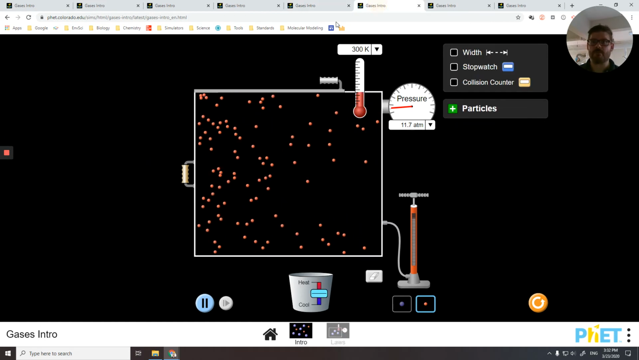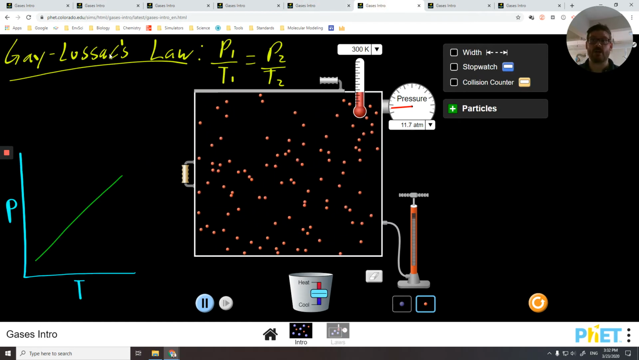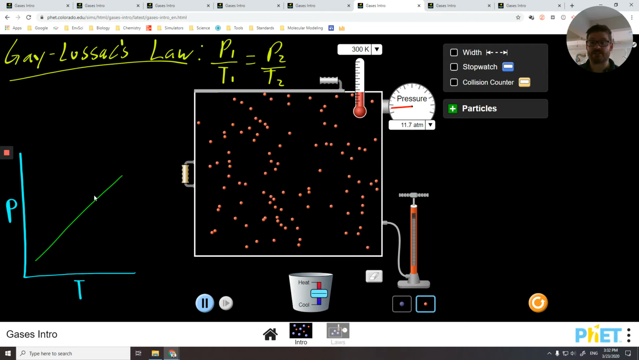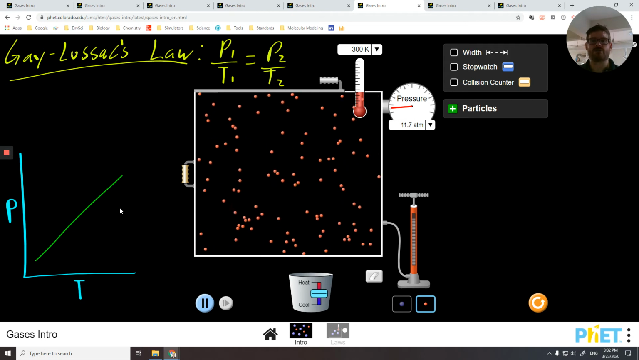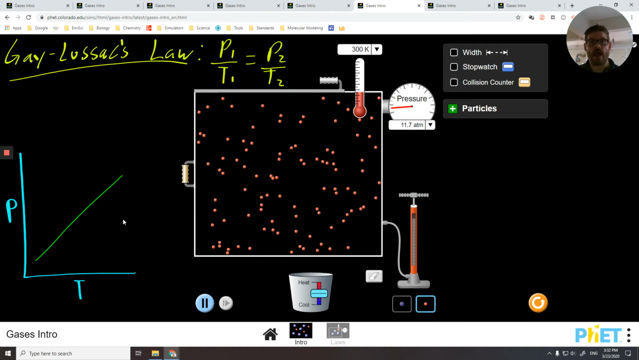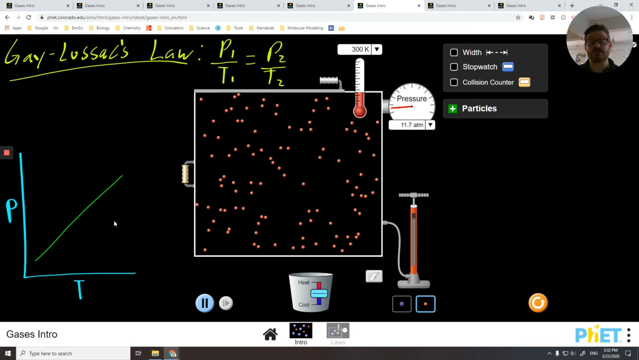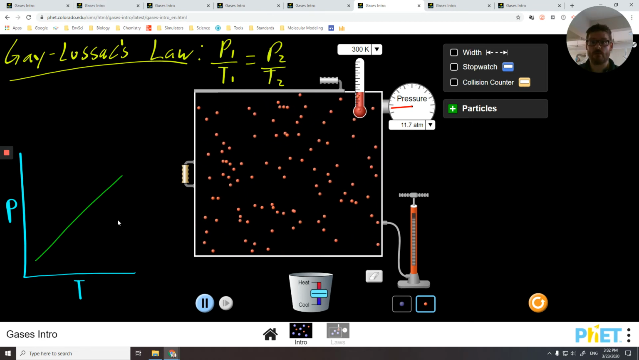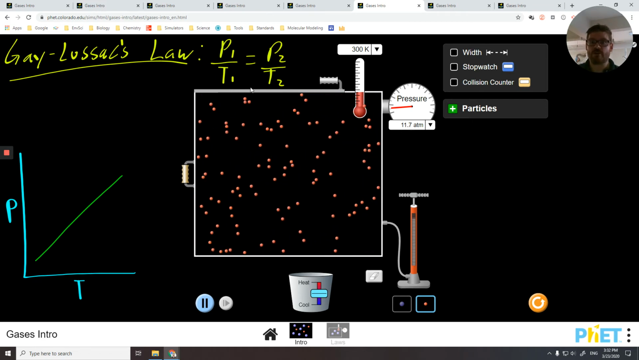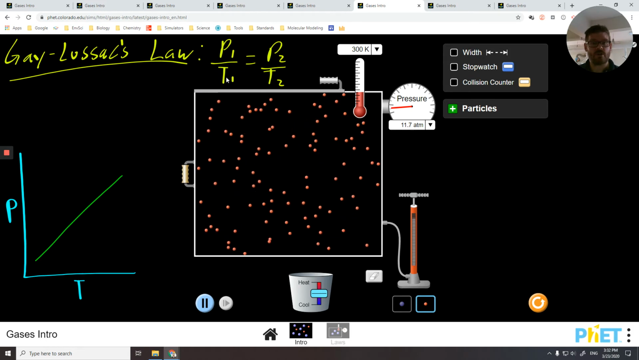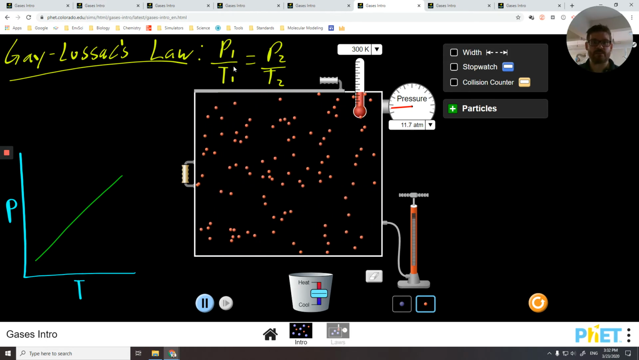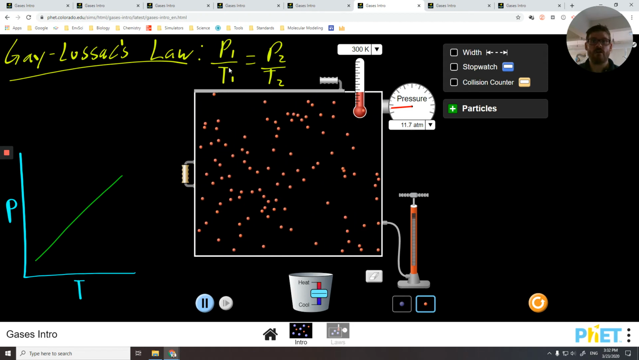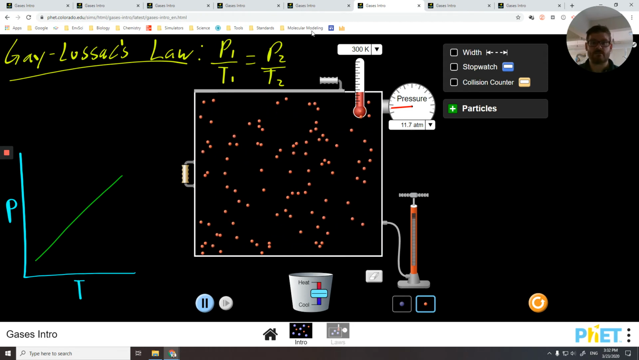Okay, next law. Gay-Lussac's law. Look, the graph is the same over here. The line goes up. That must mean that it's also a direct relationship, or as one increases, so does the other one. So if we increase the pressure or the temperature, then the other one will go up too. But this only happens if we can hold volume at a constant.